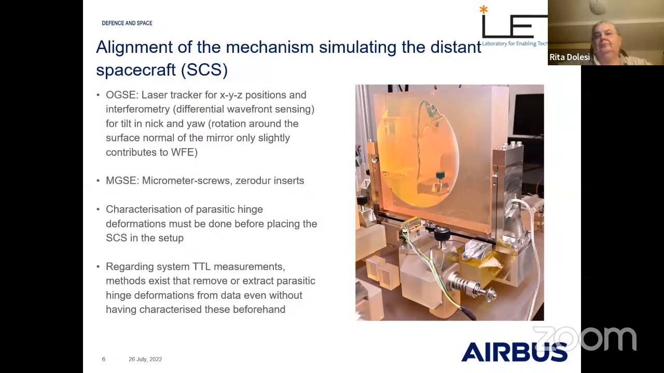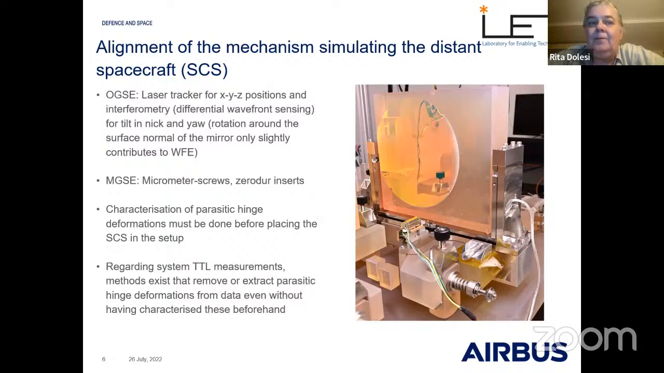The optical tools we used for alignment were a laser tracker for the X, Y, and Z position, and the interferometer using differential wavefront sensing again to control the tilt in nick and yaw. Nick would be, if you look at the hinges here, if you tilt the mirror around this axis, this would be nick. Yaw would be perpendicular to that in this plane. And if you rotate the mirror around the surface normal of the mirror, perpendicular to both axes I mentioned before, then this would only contribute to the wavefront error slightly, over higher terms. So this doesn't really have to be aligned that well.